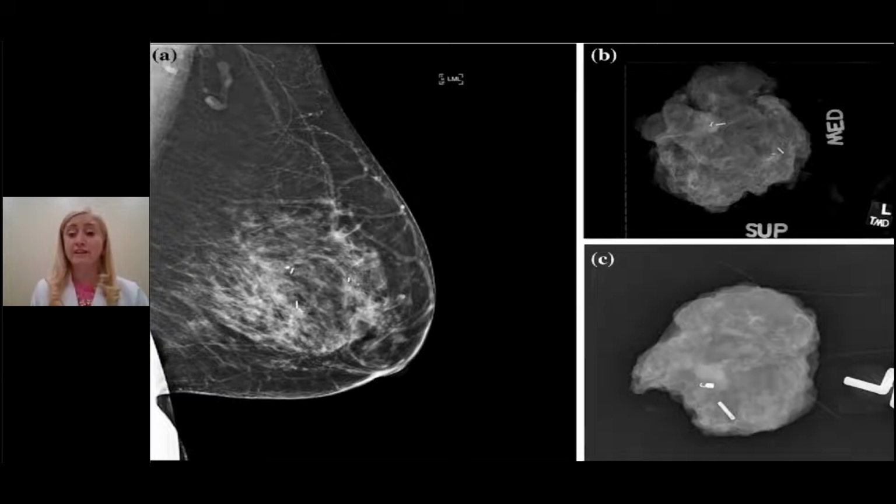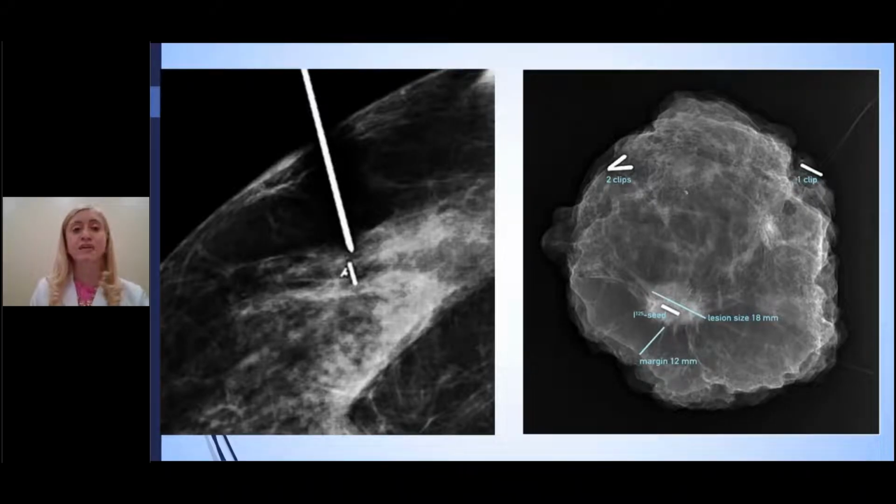On the right, these will be your standard 2D specimen images, and you can see the seeds right next to the clip in those specimens. And again, showing needle placement of that radioactive seed and a specimen radiograph of the seed.